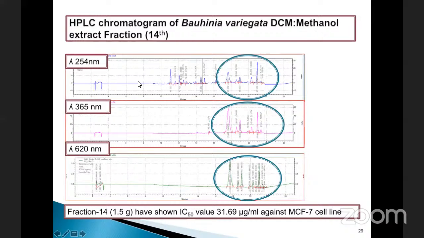As you can see there, these molecules have absorbance at three different wavelengths, 254, 365 and 620, and they have also shown some moderate IC50 value against the MCF7 cell line, which is the anti-cancer cell line for breast cancer.